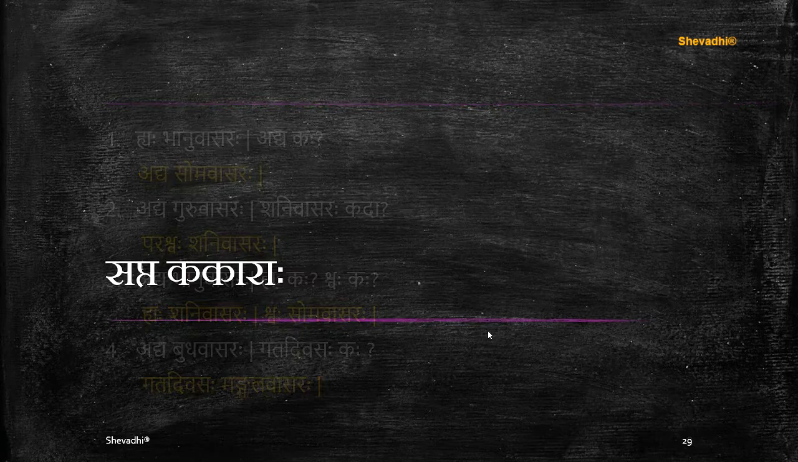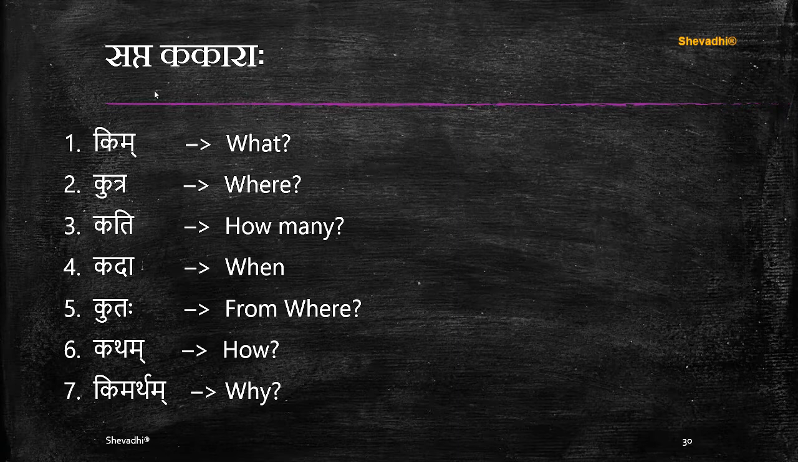Now we will look at the saptakakaras. If you have attended Samskrita Bharati Sambhashana Varga, you would have come across all these question types that we use. You would become so familiar with this that you would say it like a sing song: Kim kutra kati kada kutah katham kim artham. So, kim means what? We will look at these things with sample sentences.